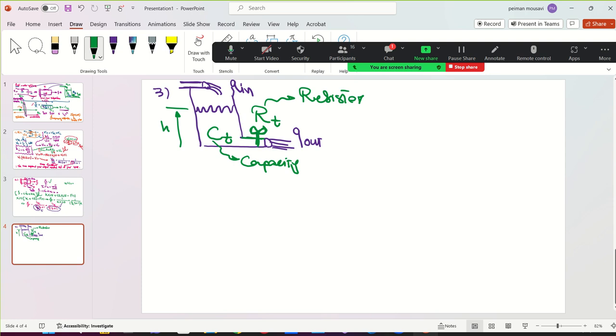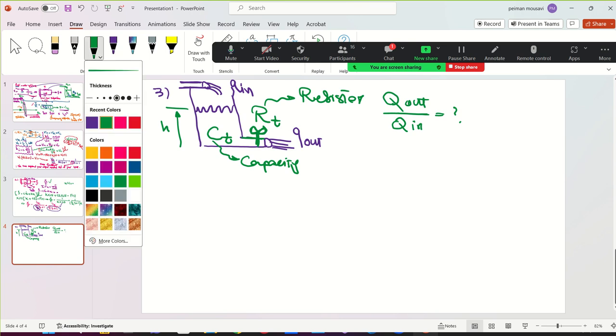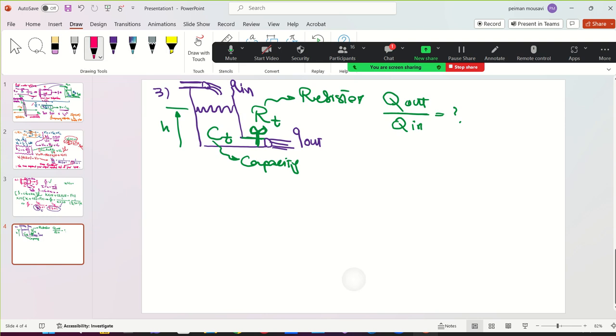Okay, how to derive this? I want to see the closed loop transfer function of Q out over Q in, outlet flow rate over inlet flow rate. Guys, if you want to explain in RC circuit we have voltage, well, how are you going to explain to a 5 years old brother or sister or kid? By showing, not by mathematics.